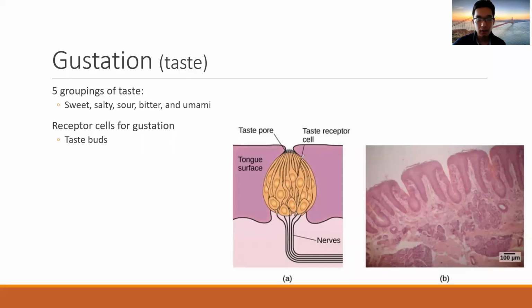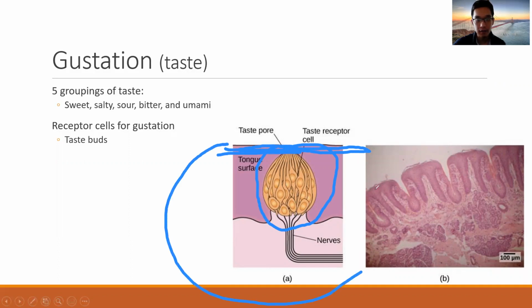You can see this is the taste bud, and this is the surface of the tongue, and it's like the taste buds are buried right under the surface of the tongue. And these are the receptor cells for taste, and these are nerves.